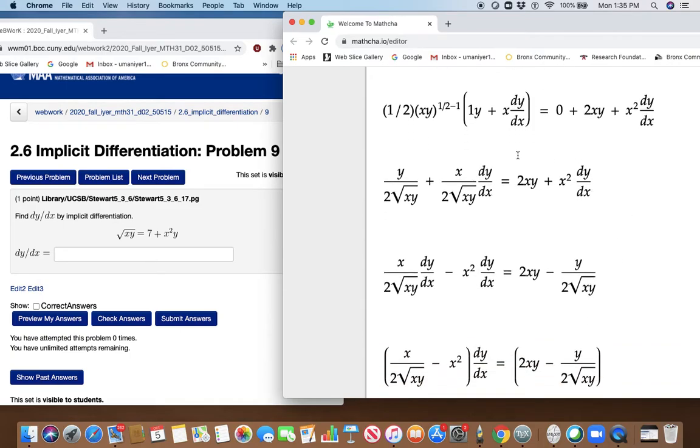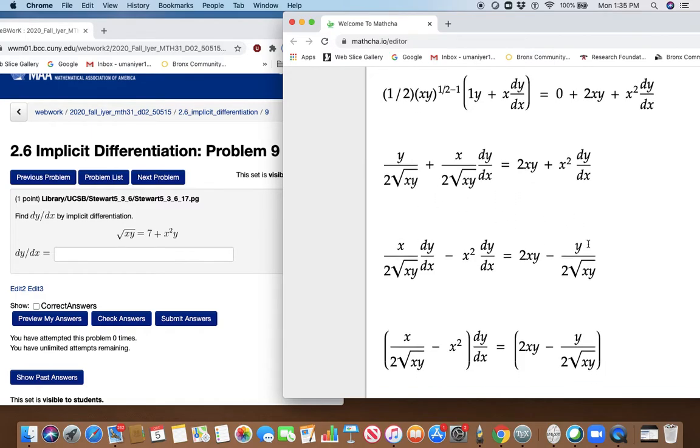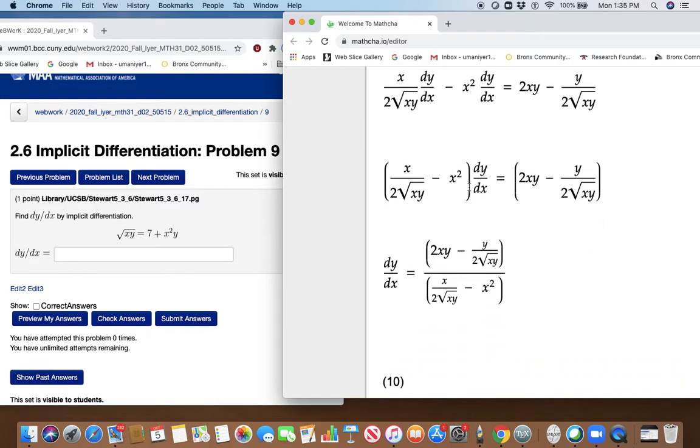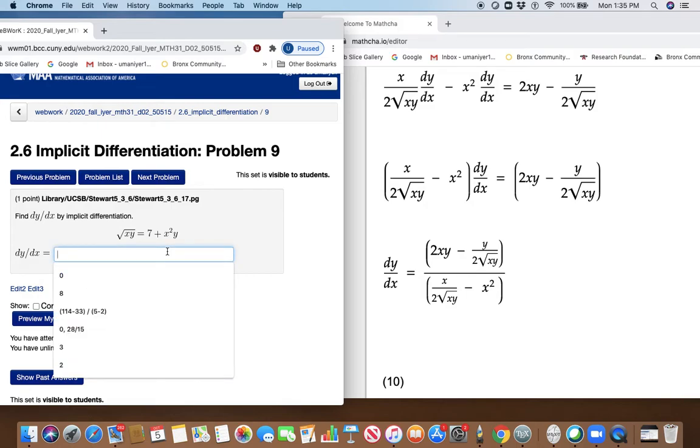So notice I have dy/dx in two places, so I'll bring them together. This term minus this term equals this term minus this term. Get the dy/dx factored together. This term minus x squared equals all of this. Eventually divide by the coefficient of dy/dx, and you have your derivative. So it's a complicated expression, but no worries.